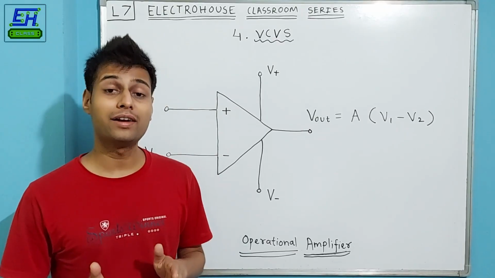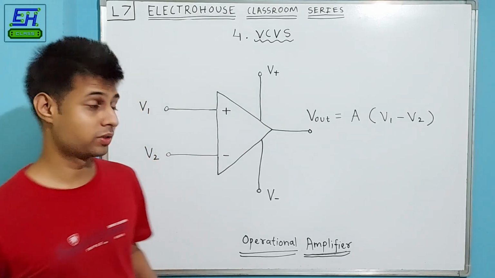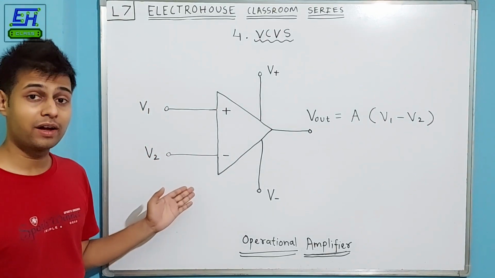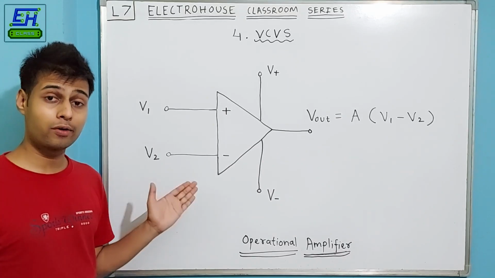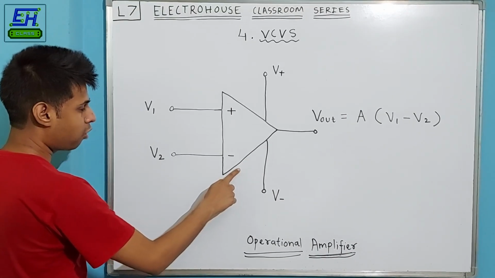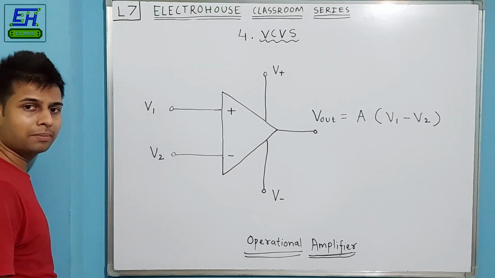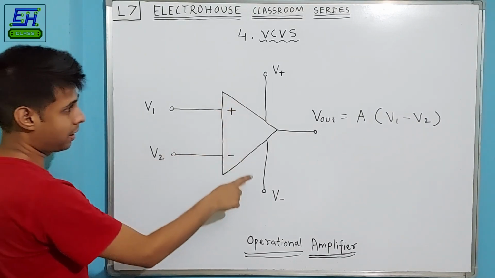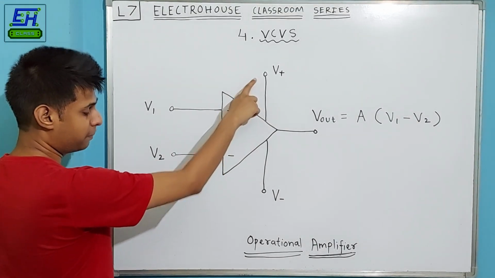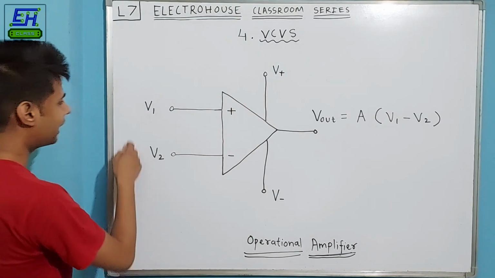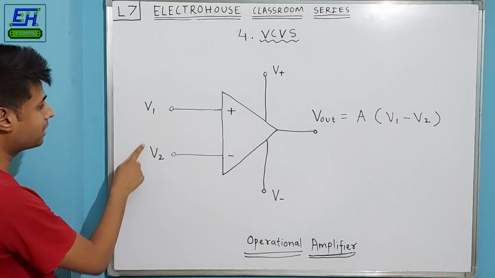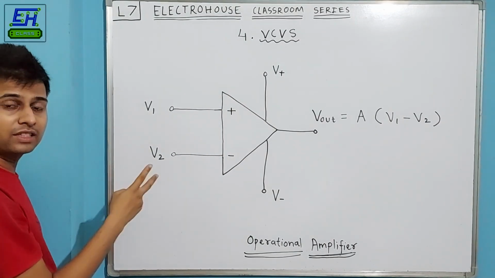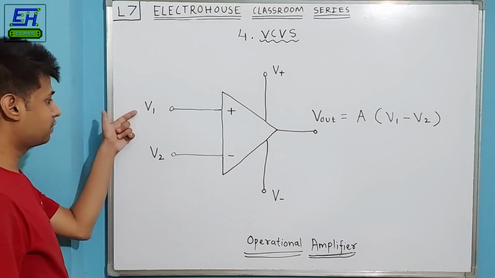And now our final type, which is the voltage controlled voltage source. This is our operational amplifier, which is the best example of a voltage controlled voltage source. This is the symbol of an operational amplifier, and mostly op amps are operated using a dual power supply, that's why we have V plus and V minus. And along with that, we also have these two input terminals, V1 and V2, where we supply two different voltages.